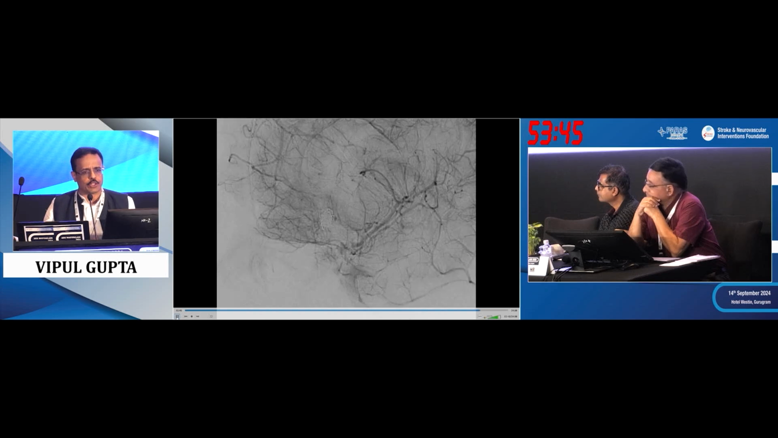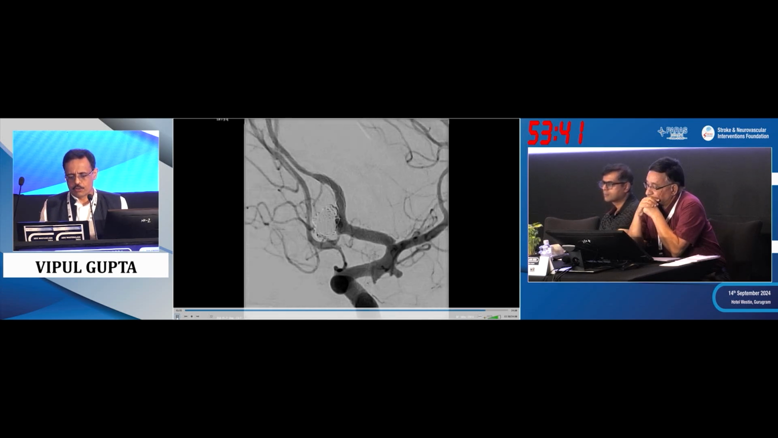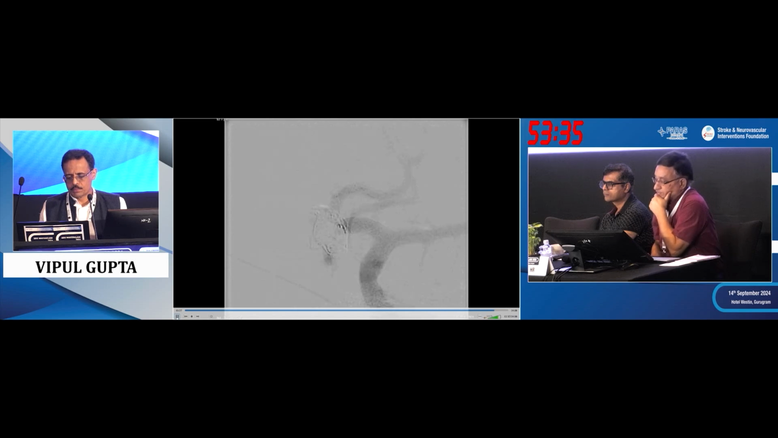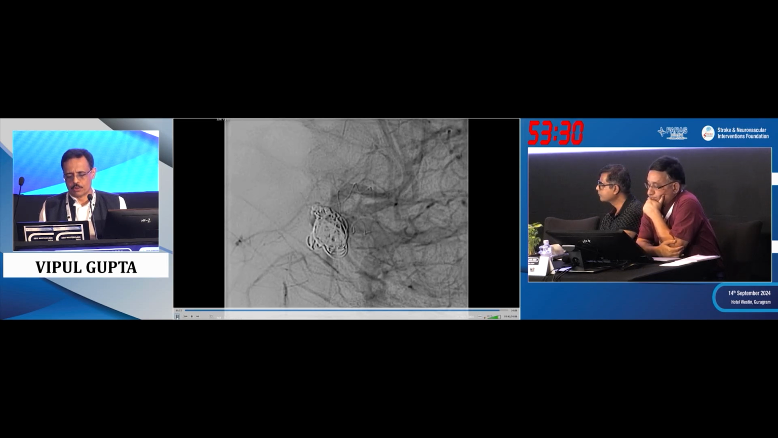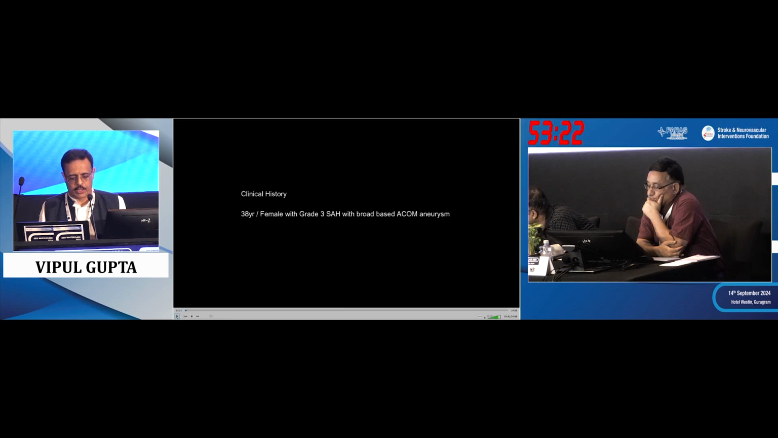But there was no flow change. We gave some injectable agents. We did a check angiogram next day as well. The small clot remained, but no flow change, no issues, and we just let it be. But you can see next day, the lobules have by and large thrombosed, and we were quite comfortable about it. Again, as usual, we extubate with controlled blood pressure in this, and we continue with our antiplatelet agents.